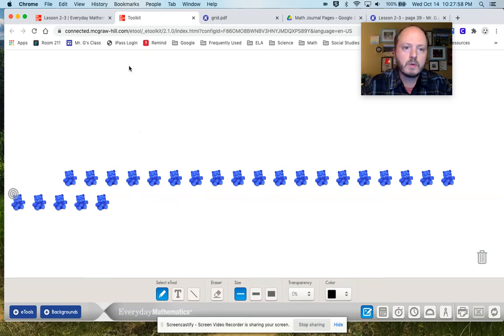We're going to know right away that, I'm going to now choose my pencil tool, we know that 1 times 24 equals 24, right? That is one that we should all know, that 1 times whatever is that fact.